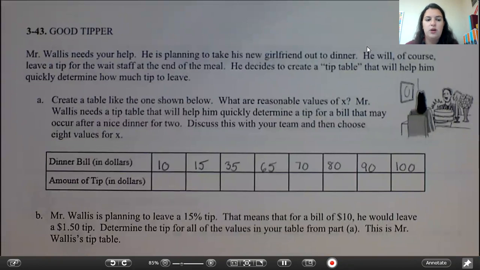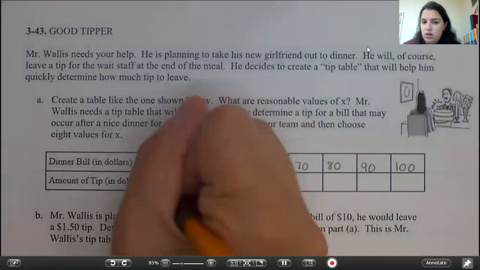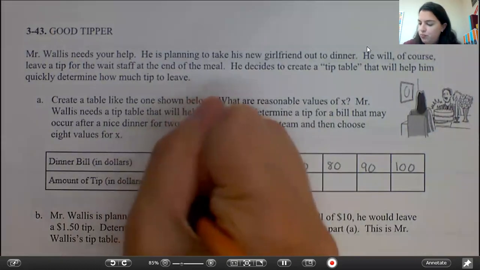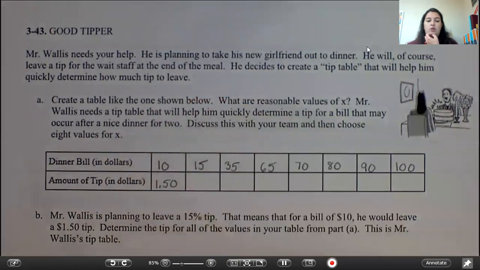Part B says, Mr. Wallace is planning to leave a 15% tip. That means for a bill of $10, he would leave a $1.50 tip. Determine the tip for all of the values in your table from part A. This is Mr. Wallace's tip table. So now we're going to do B. So we know that this was $1.50. I would like you to pause and finish filling in your tip table.